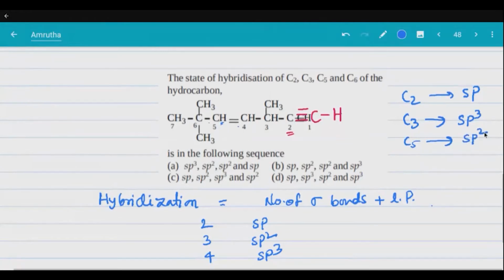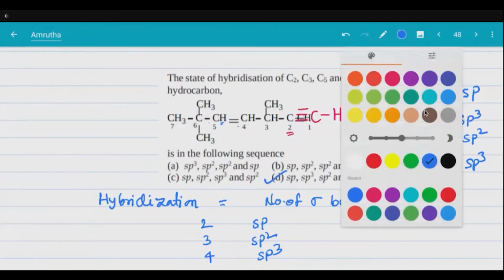So sp2. C6: all four bonds are sigma bonds, so sp3. So sp, sp3, sp2, sp3. Option D. Option D. So always use this.